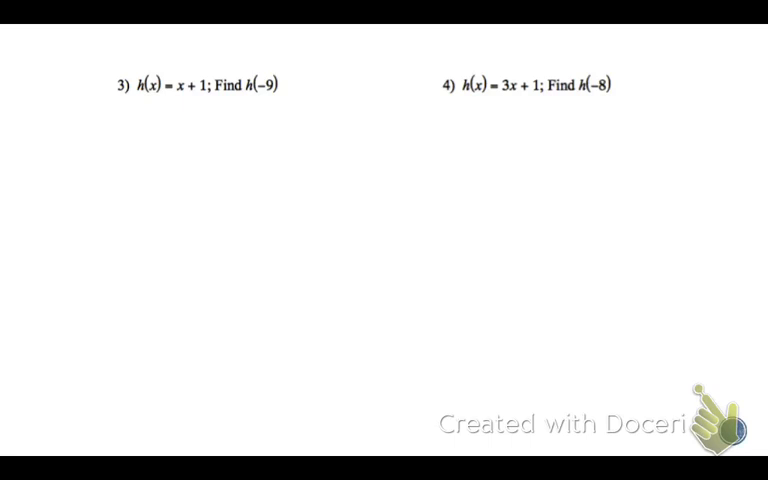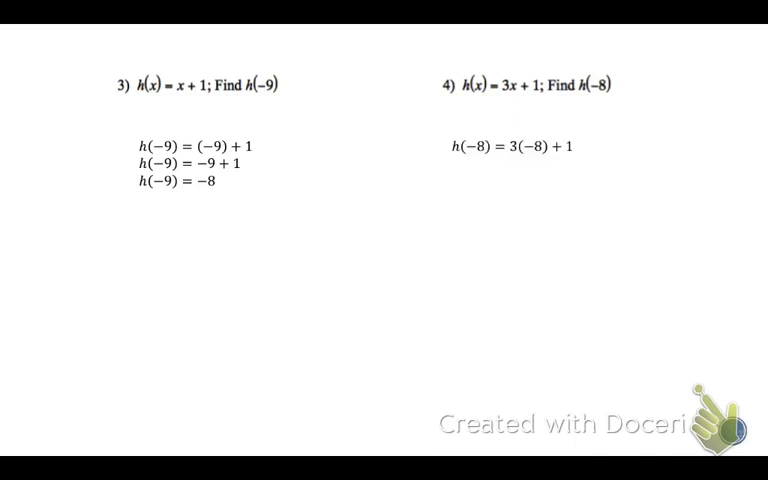Let's look at this one. So we're given h of x equals x plus 1, and we need to find h of negative 9. So I'm going to plug negative 9 in for my x, put it in parentheses, okay, which is negative 9 plus 1, which is negative 8. Done.